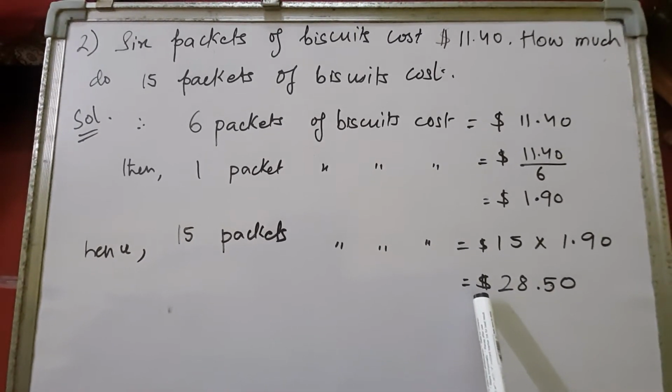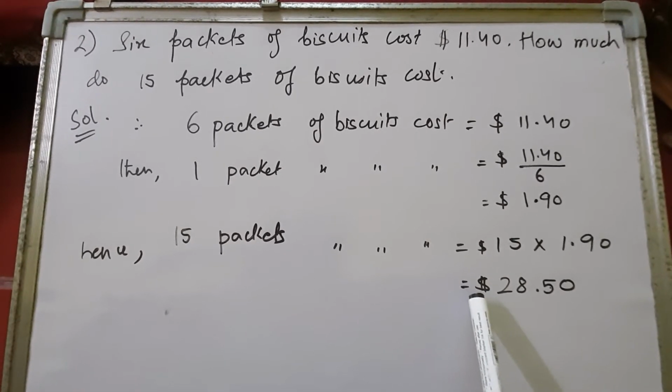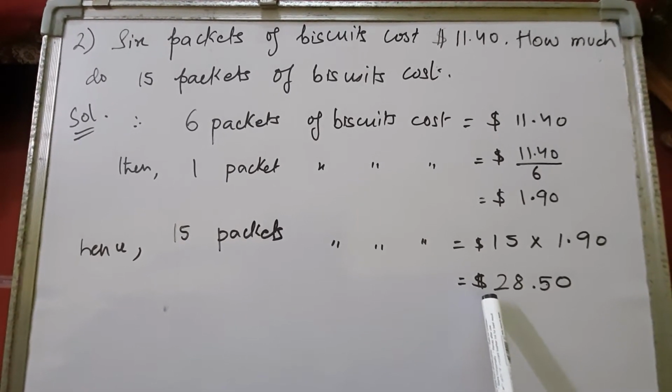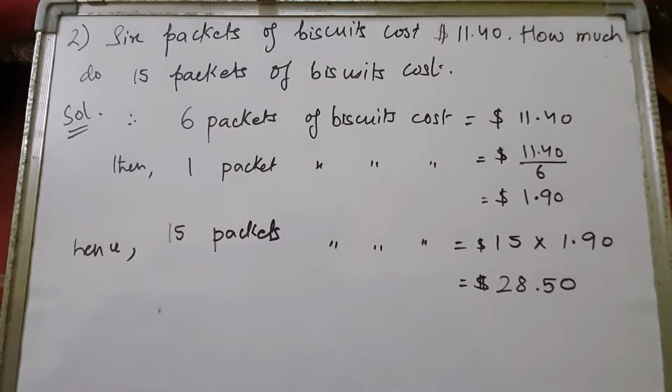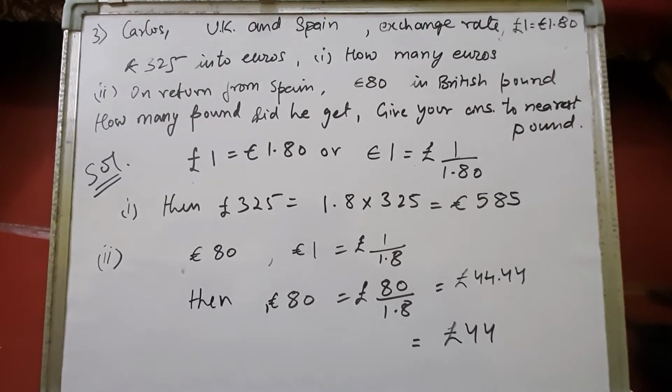Okay, understood, children? So the cost of 15 packets of biscuits will be $28.50. Right, children? Note down, please. Let's see another sum, children.